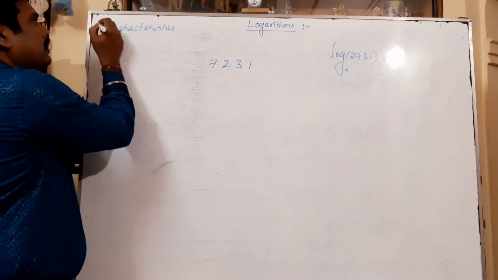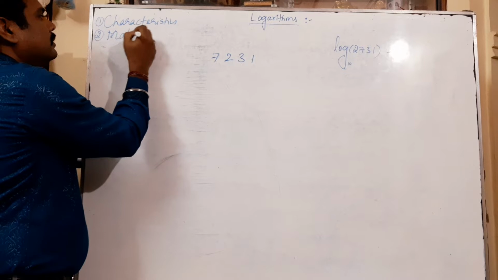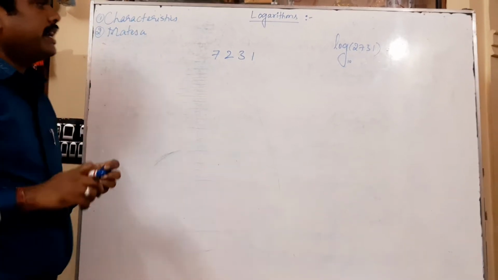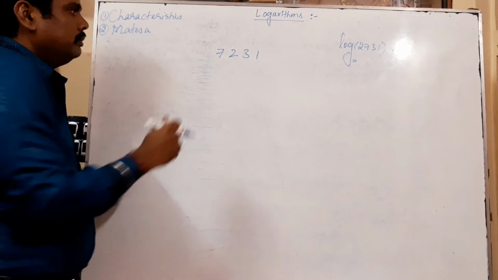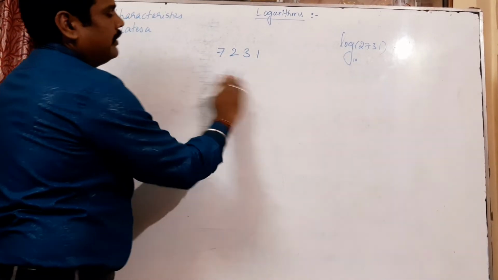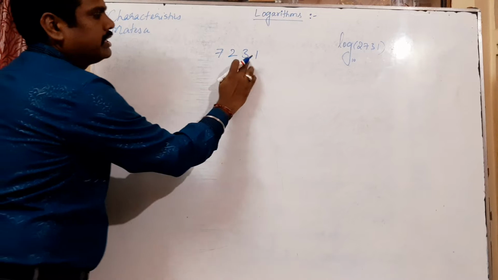This is the first part. And in the second part, we need to write mantissa. So I will explain how to write characteristic and how to write mantissa for any number. Say this is the example I have taken, 7231. Any number you can take. I have taken a 4 digit number.